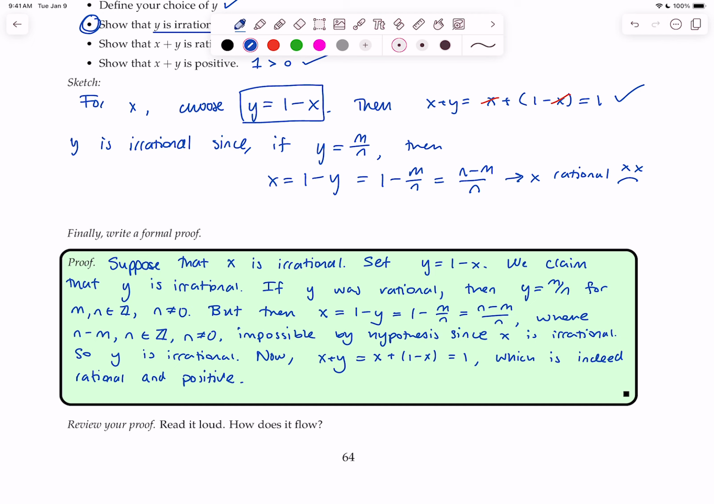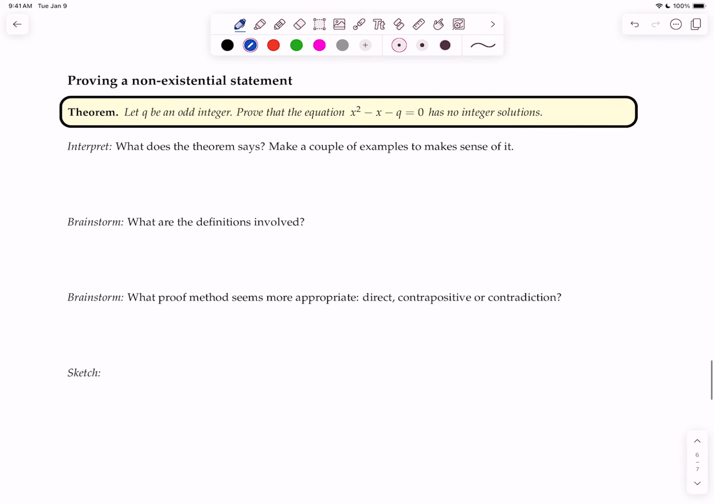Okay. In the meantime, let's talk about proving a non-existent statement. Non-existent statements are a little funny. So let's do it with this particular theorem. The theorem is, let q be an odd integer. We want to prove that the equation x squared minus x minus q equals 0 has no integer solutions. Okay, this is a little strange. No integer solutions. What's the integer here? I'm confused. Let's just break it down.